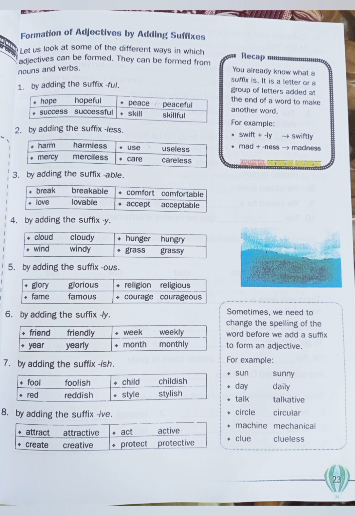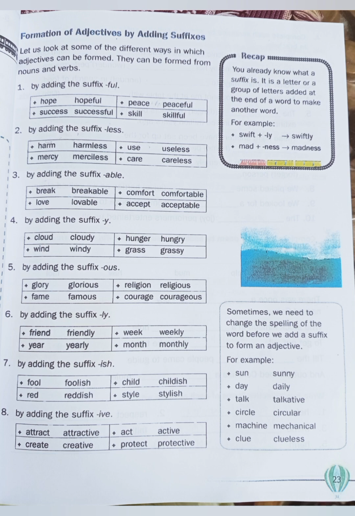1. By adding the suffix ful. Hope, hopeful. Success, successful. Peace, peaceful. Skill, skillful. 2. By adding the suffix less. Harm, harmless. Mercy, merciless. Use, useless. Care, careless. 3. By adding the suffix able. Break, breakable. Love, lovable. Comfort, comfortable.